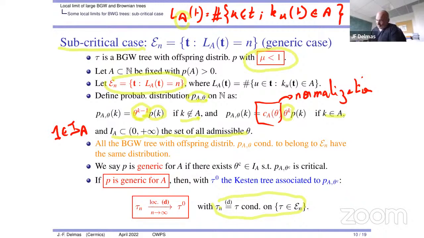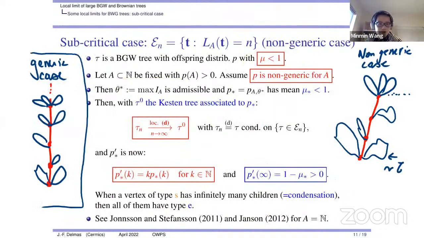In a sense, this is an unusual case. Right. So in the critical case, there's no counterexample, no surprise at all. Is it possible to find a reasonable conditioning where you won't find the Kesten tree in the end? I don't know. For example, if you look at the other events we could consider, for example, the conditioning on the maximal degree of the tree to be large. Yeah, I don't know what you get.